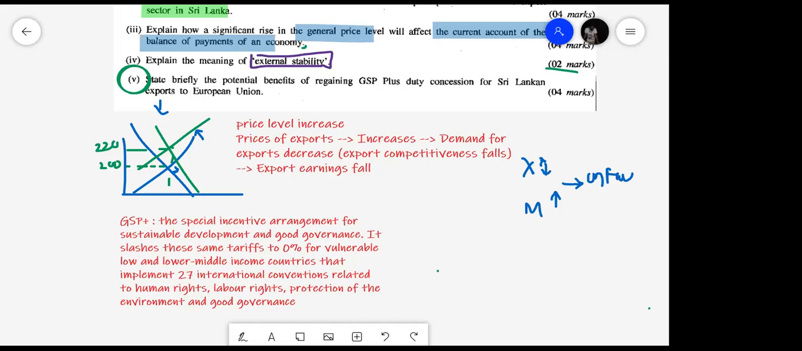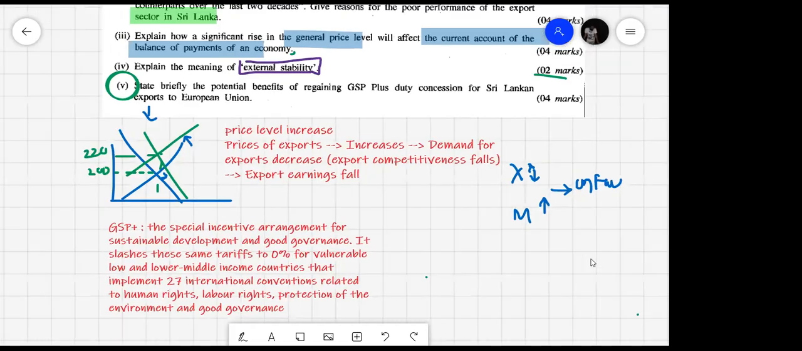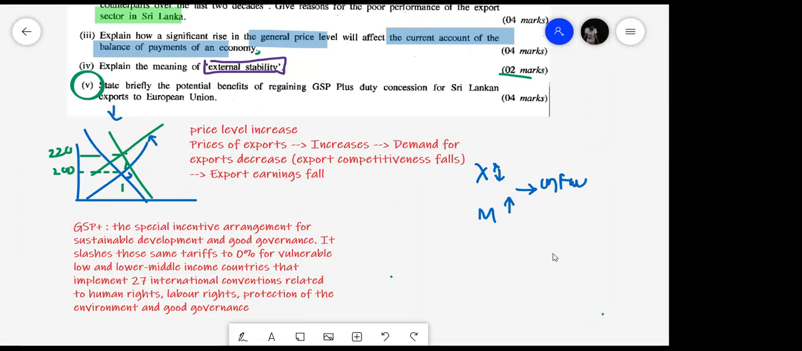Okay, how many countries in the EU? There's 27 now, right? It was 28. The UK left, Brexit, and now there is 27. So Brexit was not questioned, it could have been a question in the 2020 paper, but they did not ask how Britain's exit from the EU is going to affect Sri Lanka. I thought that would be a question, but it did not come. I don't think that will come this year, but can't say.